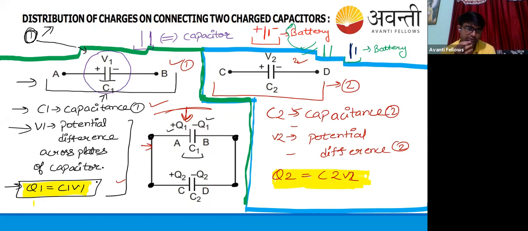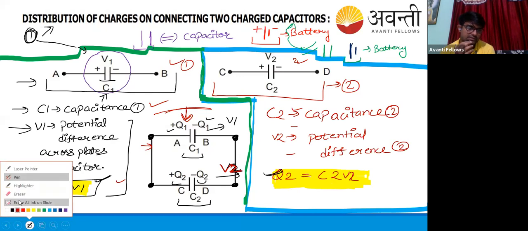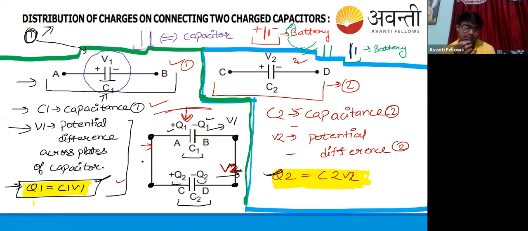Q1 is the magnitude of charge, we know Q1 = C1V1, and the potential difference is V1. And here Q2 is the magnitude of charge, we know Q2 = C2V2, the capacitance is C2, and the potential difference is V2. Let me mark it with a different color. Now, what do we need to study here?